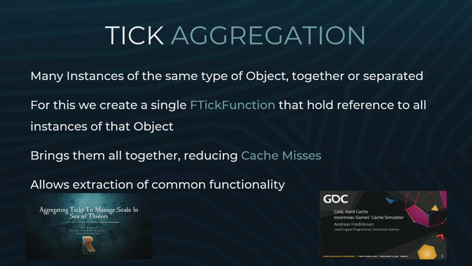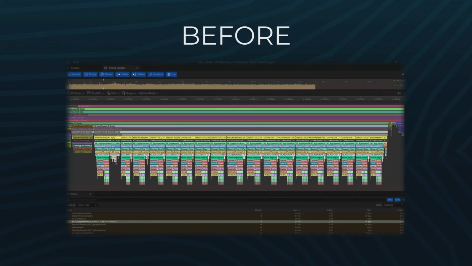So the second part of tick aggregation allows you to extract some common functionality. When you've got all of those objects running one after another, if they're all doing the same logic at the start, you can extract that into your tick function and pass that data in instead. You can also batch your logic, which means you run the logic much less often, instead of once per object.